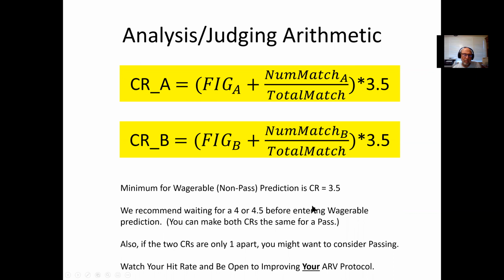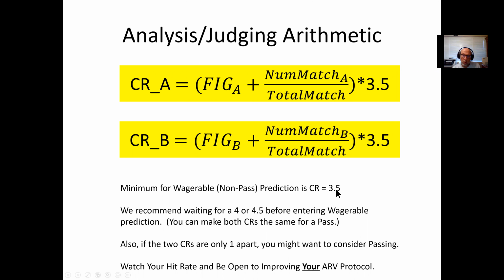Now, while the minimal for wagering, and in the system, if you put it in, it will tell you which direction you're wagering in, so you will know which direction you're going, is a 3.5. I frankly recommend waiting for a 4 or a 4.5 or higher before wagering. 3.5 is still marginal, and you don't get much better than 50-50 generally. But again, the viewer is in charge, and you'll be making these decisions.